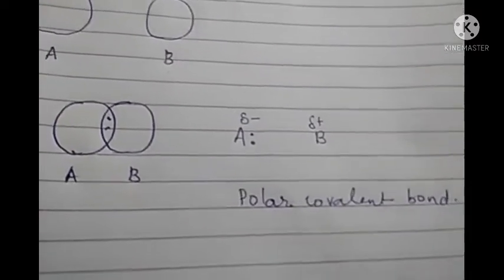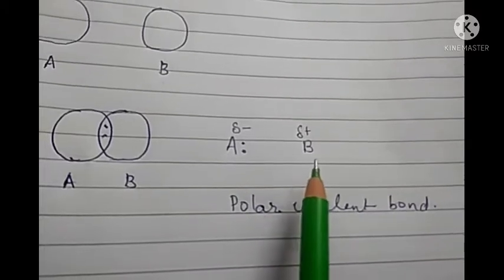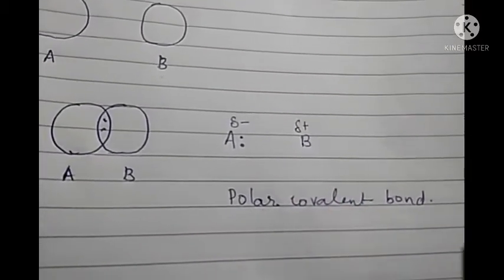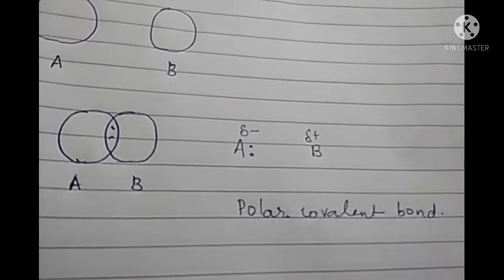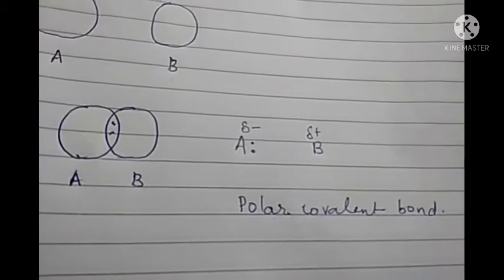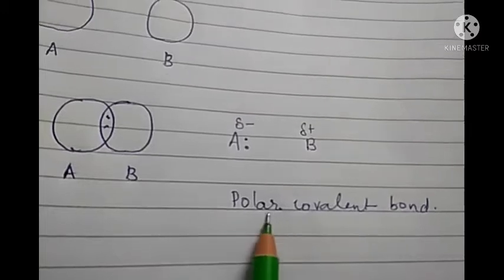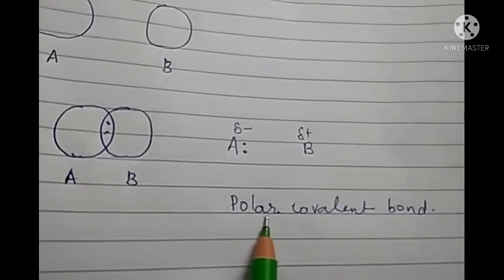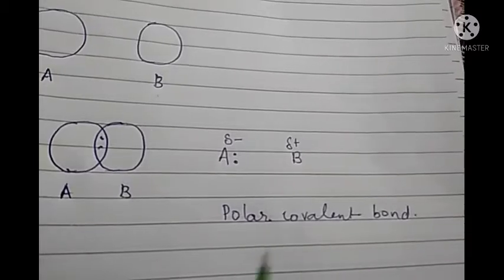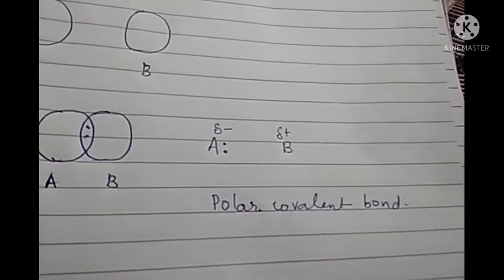So, if we know the electronegativity values of atoms, we can identify whether the bond will be a polar bond or non-polar bond. Okay. If the two atoms have different electronegativity values, the bond formed between them will be a polar covalent bond. If they have almost the same electronegativity, the bond formed between them will be a non-polar covalent bond. So, a polar bond is formed between two atoms if their electronegativity is different. Okay. If the electronegativity of two atoms are different, the bond formed between them will be a polar covalent bond.